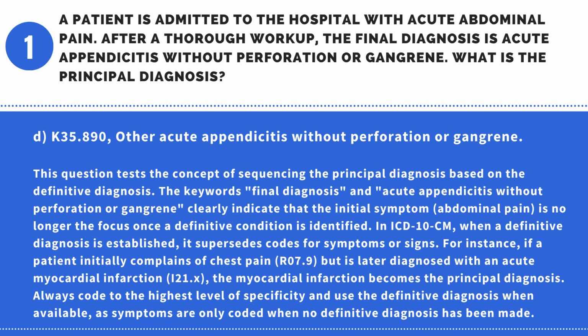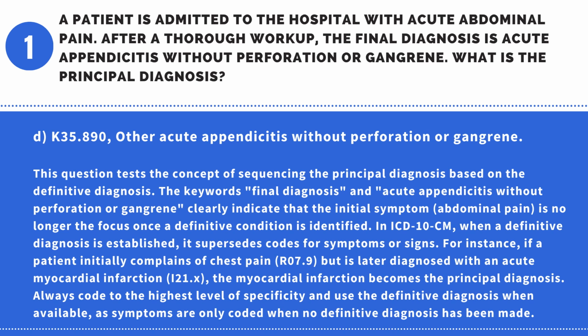This question tests the concept of sequencing the principal diagnosis based on the definitive diagnosis. The keywords final diagnosis and acute appendicitis without perforation or gangrene clearly indicate that the initial symptom, abdominal pain, is no longer the focus once a definitive condition is identified. In ICD-10-CM, when a definitive diagnosis is established, it supersedes codes for symptoms or signs.